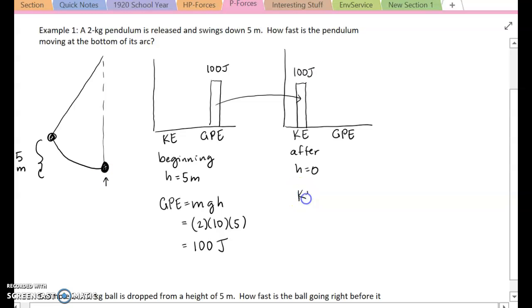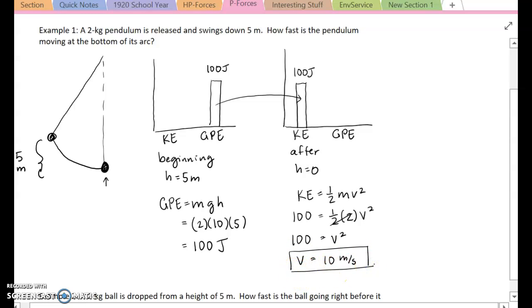I'm going to set up an equation, and I'm going to see what I can figure out now that I know that I have 100 joules of kinetic energy. I'm going to plug in 2 for my mass, and it turns out I can solve for v. So I get 100, these 2's cancel out, equals v squared. Oh, nice. v equals 10 meters per second. All right. So here's how we're going to be using energy eventually in the future to solve some problems.